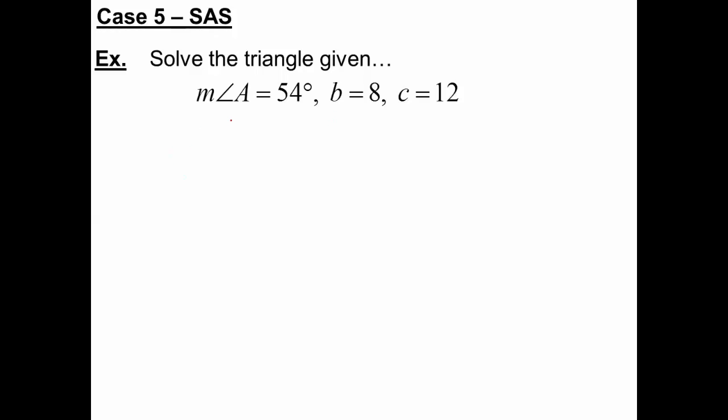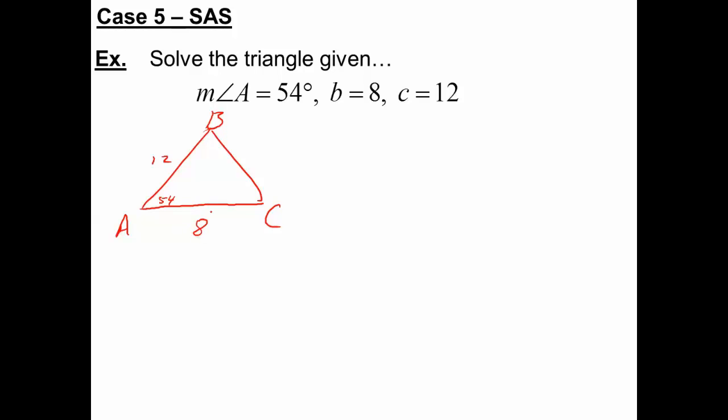Alright, so we've got our description of our triangle. I'll go ahead and draw the triangle in there. I know that's a perfect triangle. Here's angle A, here's angle B, here's angle C. A is 54, side B is 8, side C is 12. So notice side, angle, side.